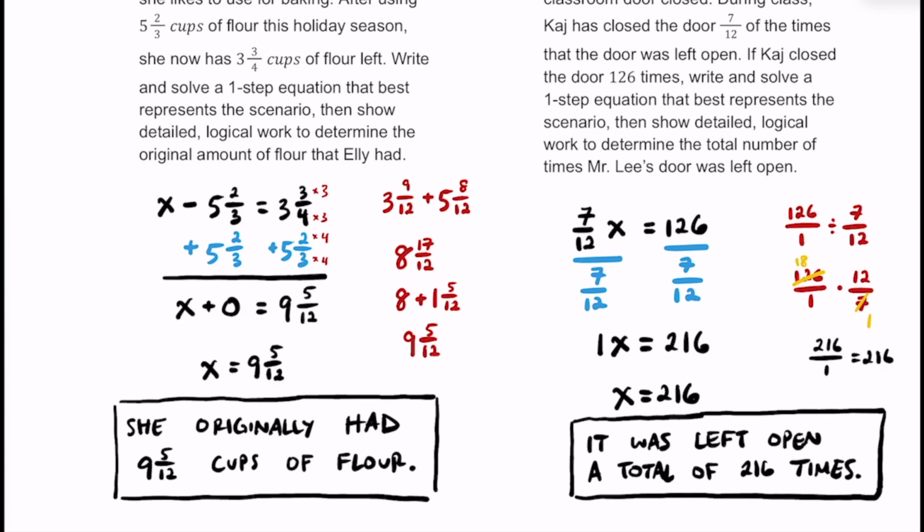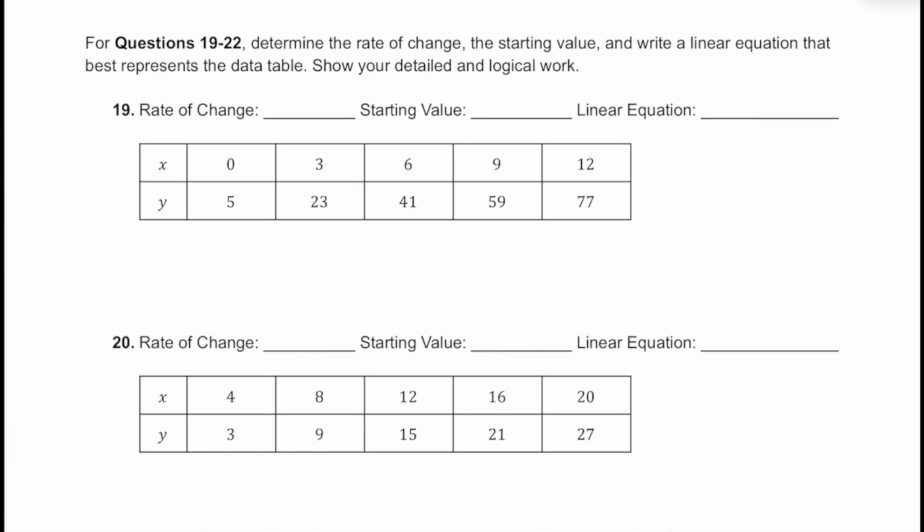All right, let's check out some more problems here. All right, for questions 19 through 22, let's go ahead and determine the rate of change, the starting value, and we're gonna go ahead and write a linear equation that represents the data table. All right, so let's go ahead and start with the rate of change for this first problem. So for the rate of change here, you can pick any two columns here, any pair of X and Y. I'm just gonna start with the first two because I think it's a little bit more straightforward.